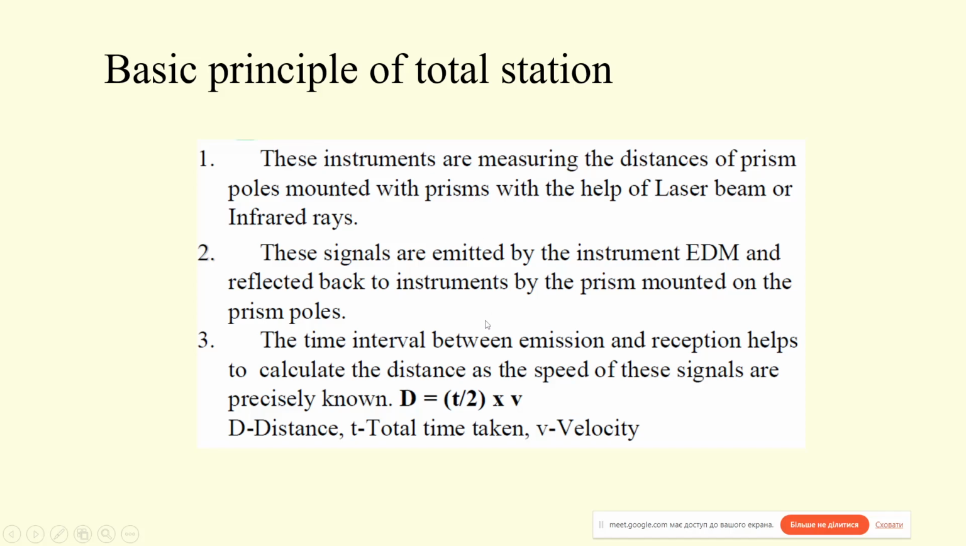The time interval between emission and reception helps to calculate the distance as the speed of these signals is precisely known. Where d means distance, t total time taken, and v velocity.